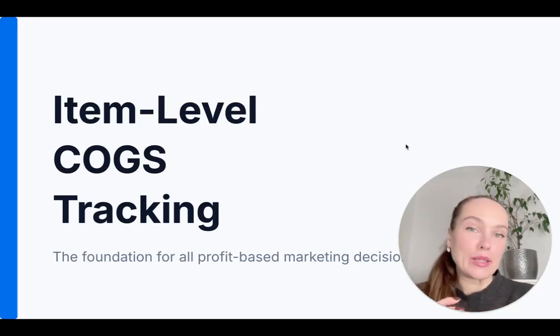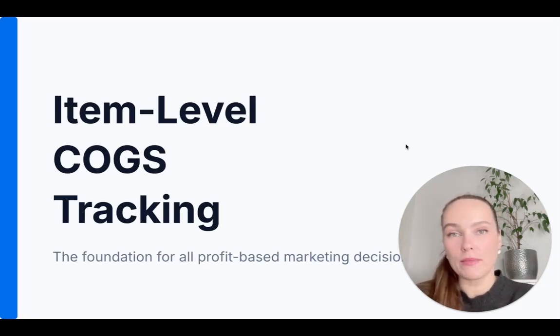Your ad campaign might look great at first glance, but everything changes the moment you subtract what it actually costs to sell your products. This missing piece is called COGS, or cost of goods sold, and it's one of the most important metrics for understanding your true profitability.